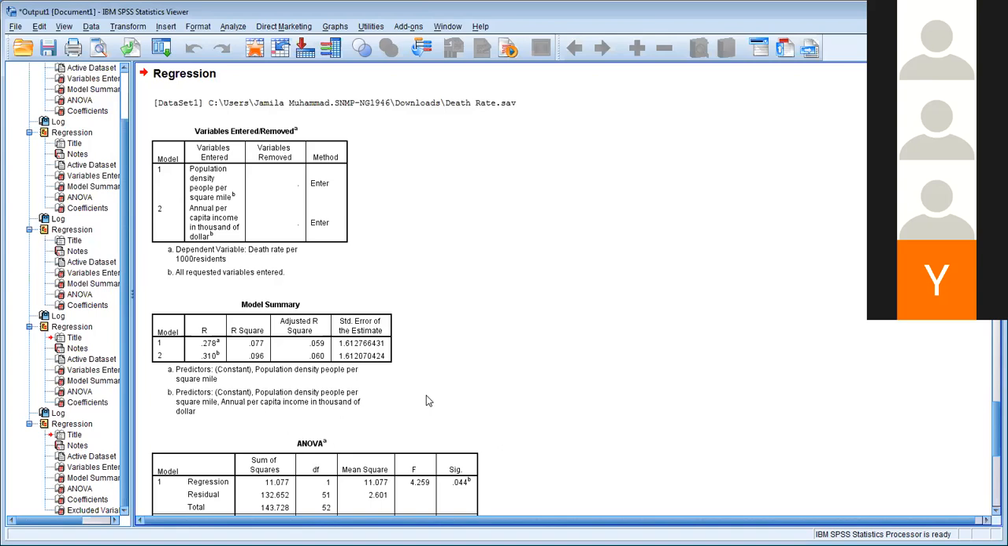That number 2. What does that number 1 mean? Number 1 is for the population. If you look at it, we said enter, so it ran it separately for that one. That's stepwise. The first one is only simple regression for the best, which is the population density. The second one is a combination of population density and the annual per capita income.